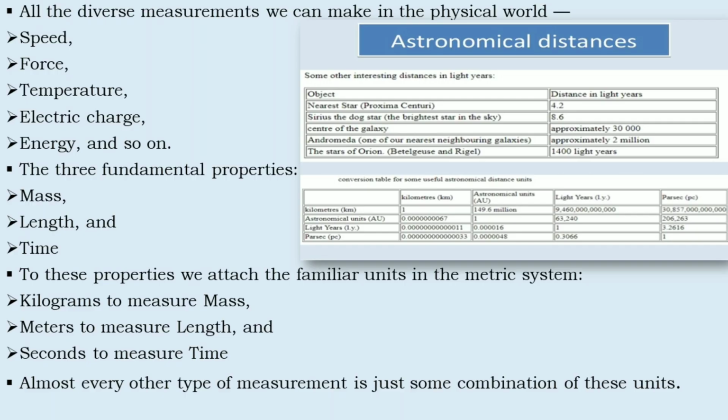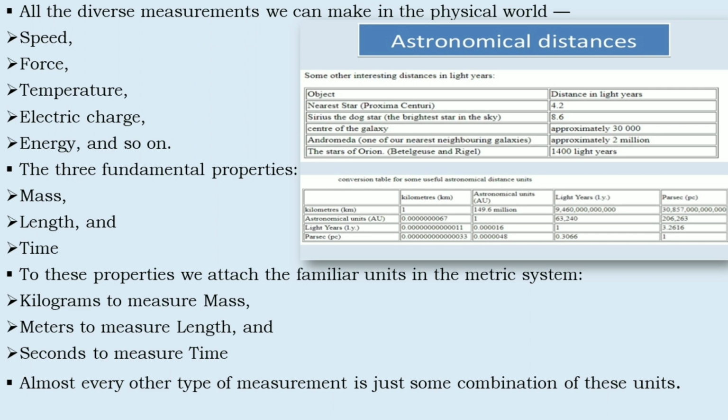The system of units in physical science is amazingly simple. All the diverse measurements we can make in the physical world, speed, force, temperature, electric charge, energy, and so on, are derived from only three fundamental properties: mass, length, and time. To these properties we attach the familiar units in the metric system: kilogram to measure mass, meter to measure length, and seconds to measure time. Almost every other type of measurement is just some combination of these units.